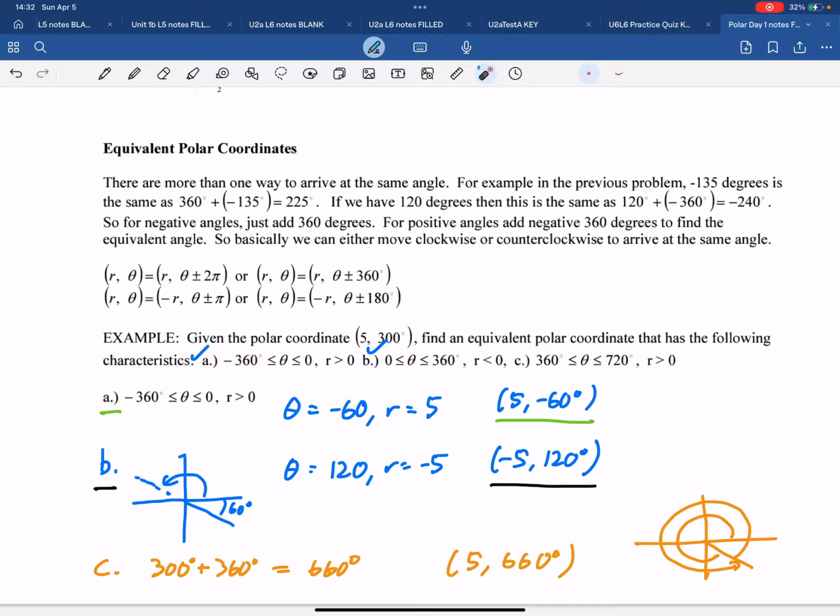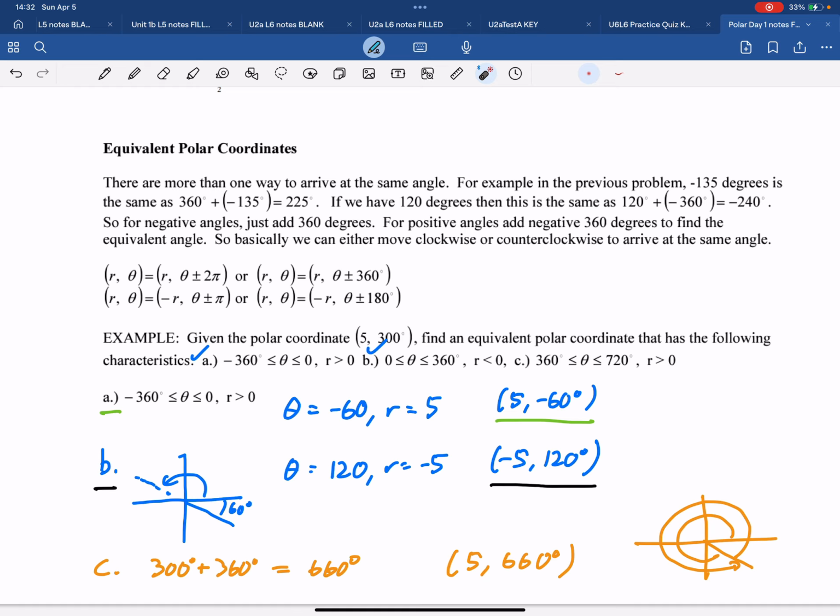In part B, now we want a negative radius, but a positive angle. So if we started at 300, well, I'm going to subtract 180 from that. I'm going to go to 120 degrees, and then I'm going to make my radius negative 5. So that's what I've kind of drawn here. So if 300 is here, well, another way that we can get to that location with our angle and our radius is we can rotate 120 degrees, and then we can have a radius of negative 5, and that'll push us, instead of towards this 120 degrees, it'll push us towards 300. So negative 5, 120 is the same as 5, negative 60 is the same as 5, 300.